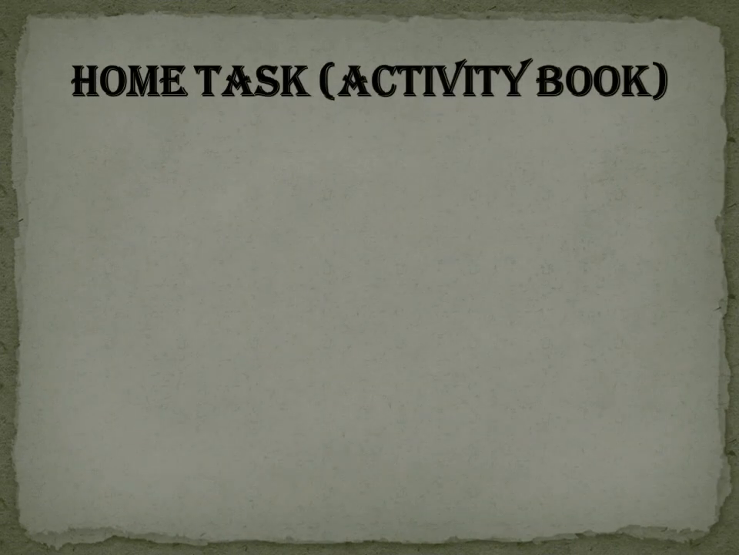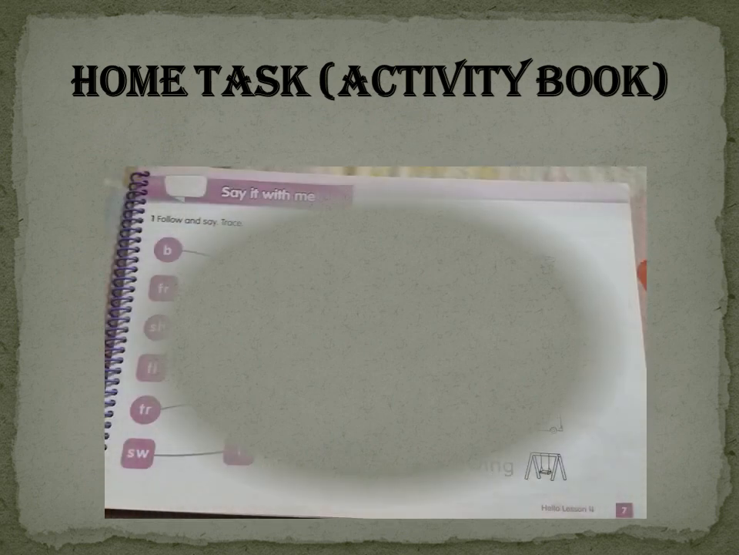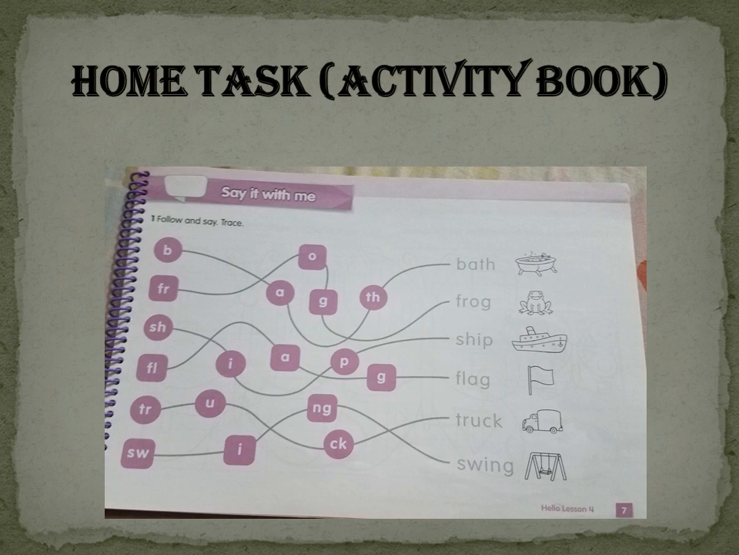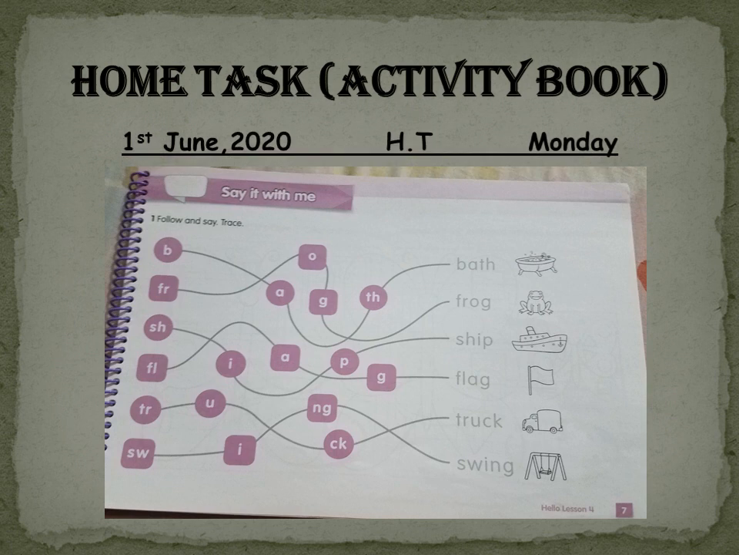Now you have a home task, activity book, page number 7. Everyone open page number 7 in the activity book. They are saying, say it with me. Before doing this page, what do you have to do? Again, you will write the date, same date. 1st June, 2020, space, H.T., space, then Monday. Where will you write? At the top of the page, the arrow is showing.